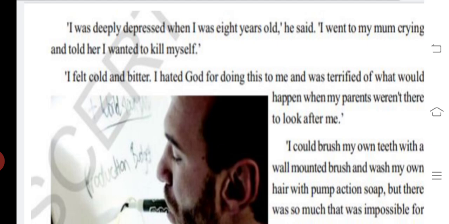And as Nick was attending the mainstream school, he was always teased and bullied by his classmates and schoolmates, and that made him go into deep depression. He was totally, deeply depressed when he was 8 years old. One day he went to his mother crying, and he told her, I wanted to kill myself. I don't want to live.